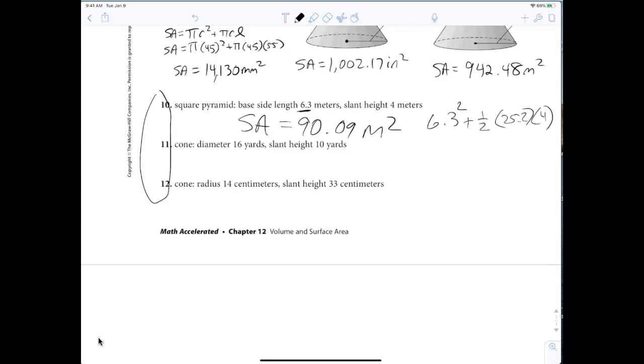All right, here we go. Number 11, I had the cone. Mr. Thatch, how about you? I want the answer. 452.39 yards squared. Anybody else agree with that? Yeah. The Skittles break up braces. It literally does. Anybody have any questions with that?